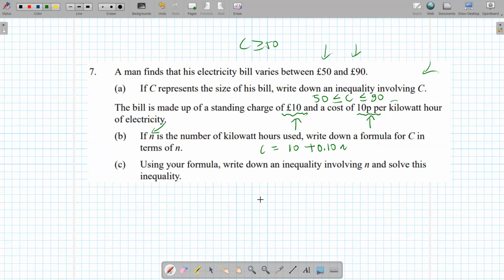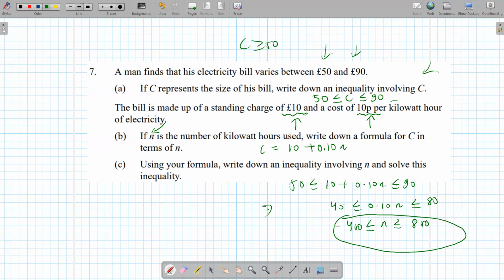Part C, using your formula, write down an inequality involving n and solve this inequality. Do you just replace C with the formula? Yes, that's it. 10 plus 0.10n, and 90 is the upper bound. How do we solve this for n? Subtract 10, so we have 40, 0.10n, and then 80. And then you divide by 0.1. Dividing by 0.1 is the same thing as multiplying by 10. There you go, that's the answer.